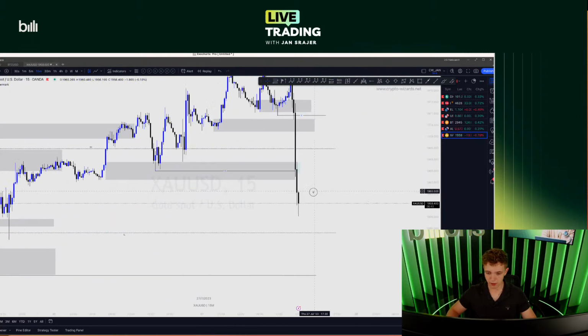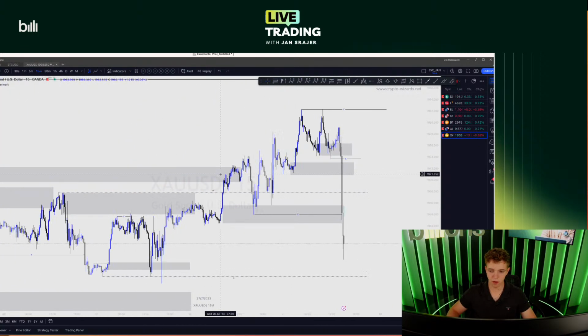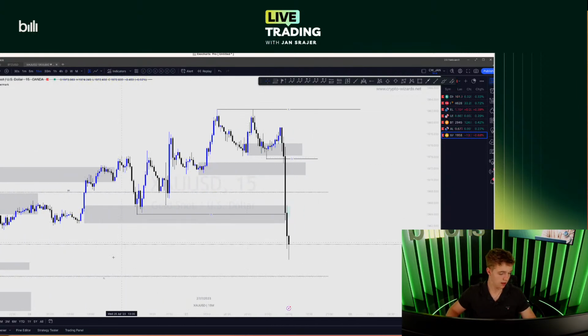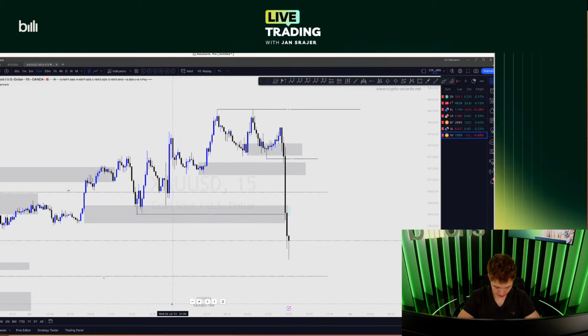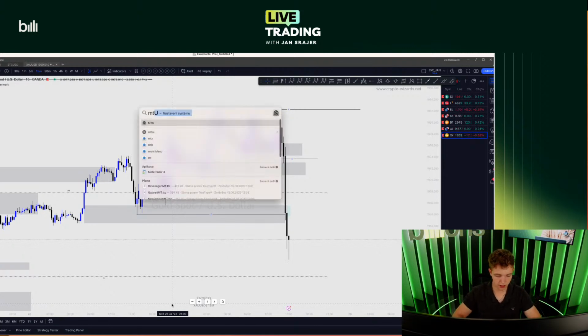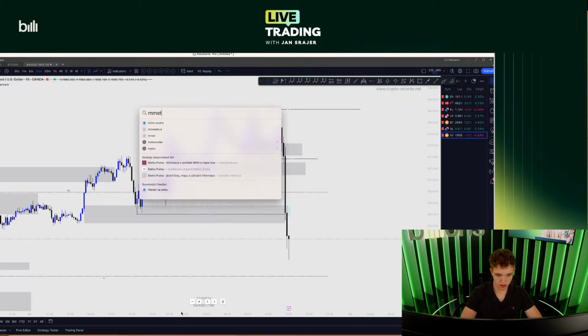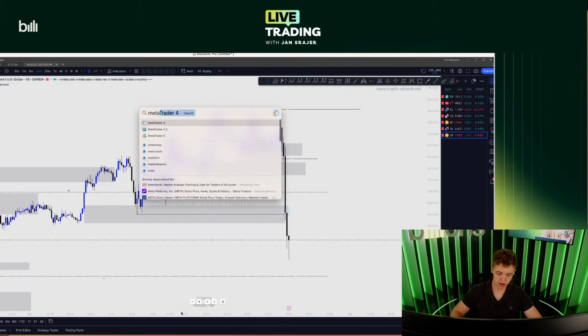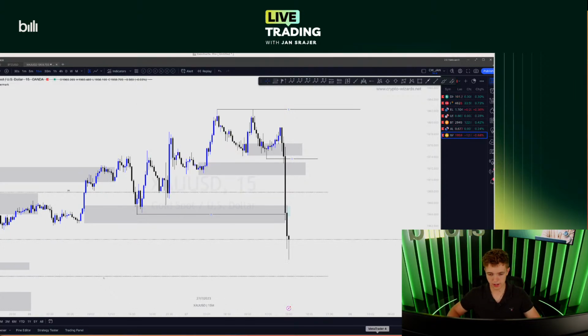But look at what's happening right now. I was actually looking for a potential long out of this zone. I didn't take one yet. I can show you my MetaTrader. Let me just open the MT4 right here, and I will show you the positions that I took.